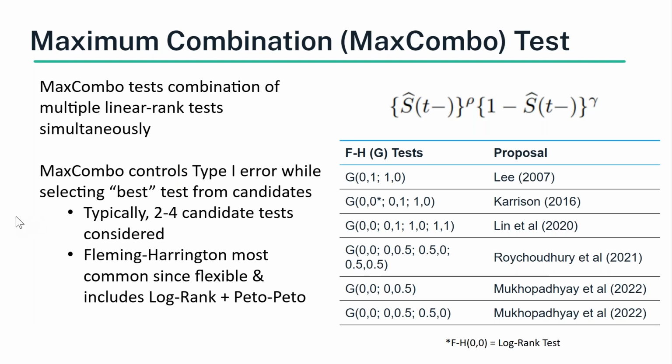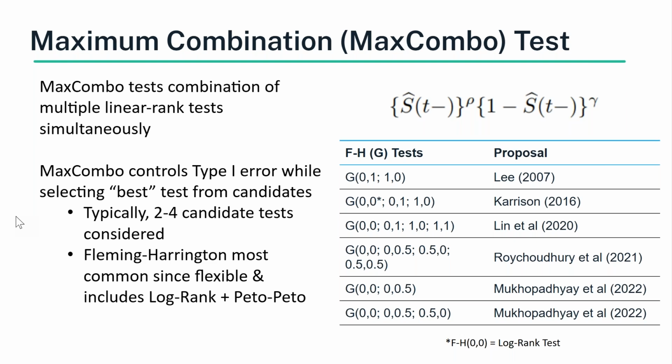So max combo is a method to compare multiple tests at the same time while accounting for type 1 error inflation. When using the max combo, the Fleming-Harrington method is the most commonly used, as it's equivalent to multiple different tests depending on its parameters. When both values are set to 0, you have the log rank test. When you set the parameters to 1 and 0, you have the Peto test.